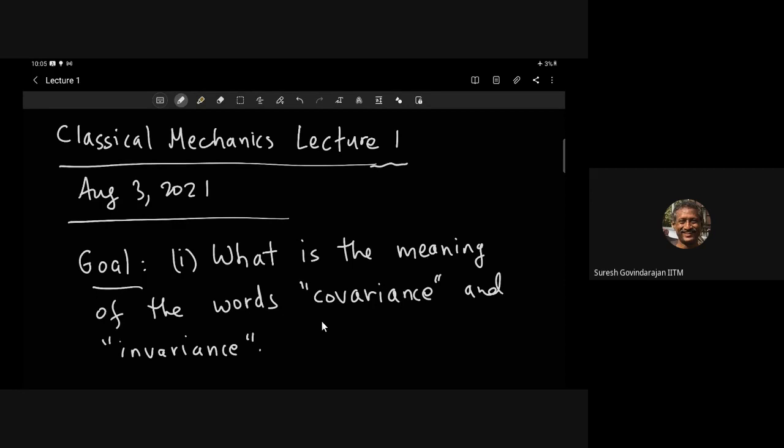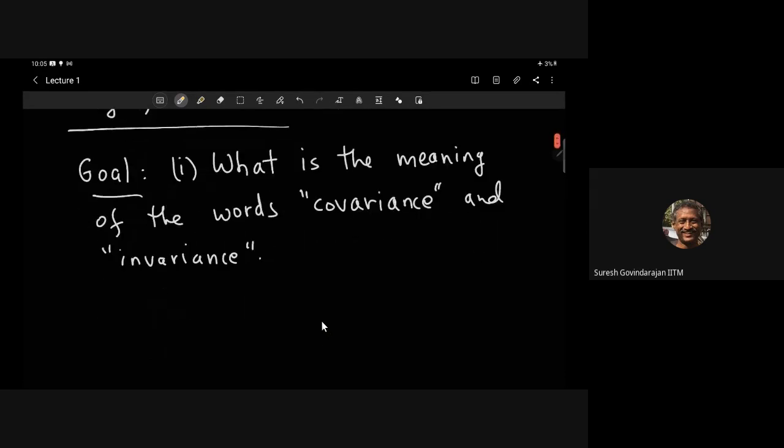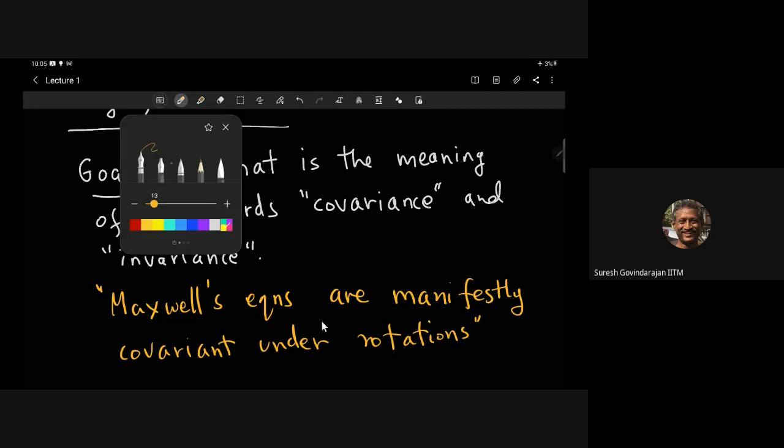So the typical usage of this, for instance, an example of that: Maxwell's equations are manifestly covariant under rotation. So what is the meaning of this statement is what I would like to get to.